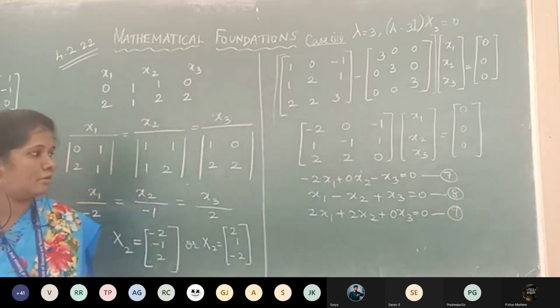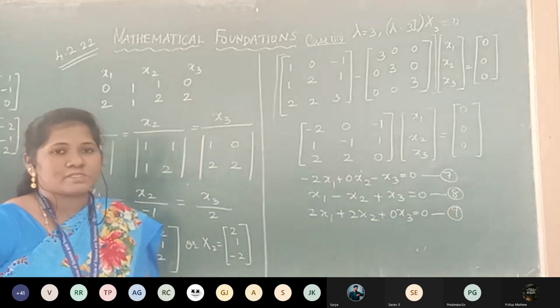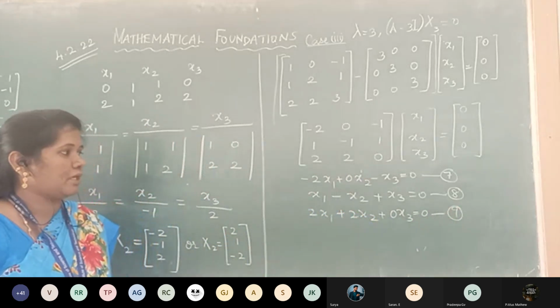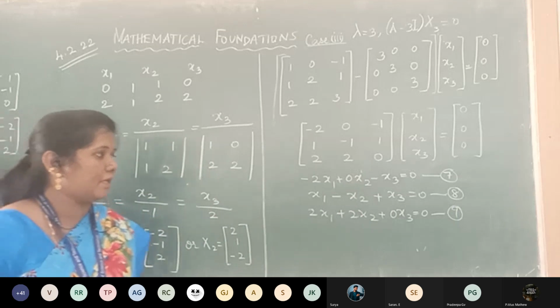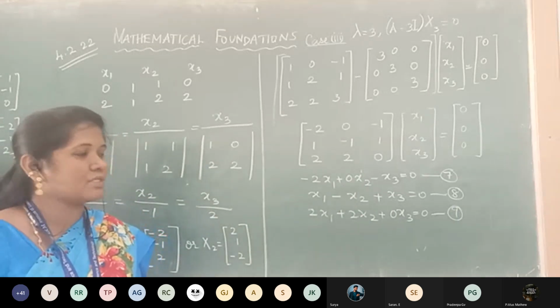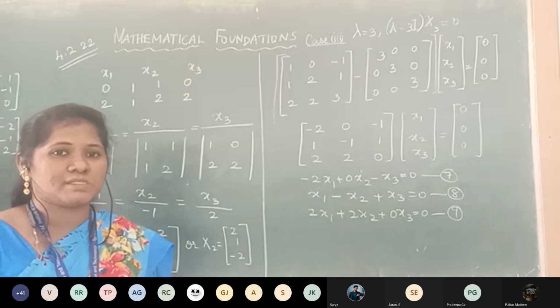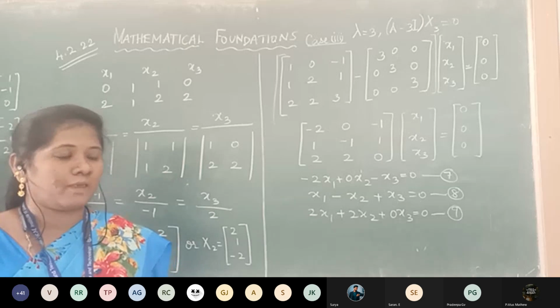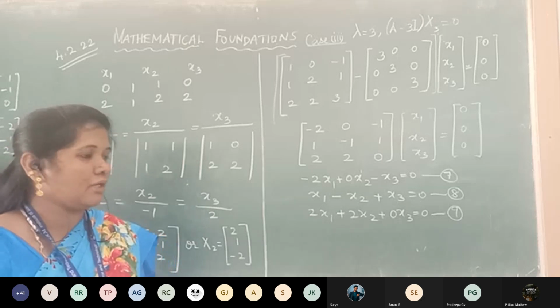Here, are they different or the same? You've got 3 equations now. The 7, 8, 9, if you see, all the 3 equations are different. So any equation you can take. Only if it is the same, you must not take the same equation, you will get it equal to 0. So you can take any 2 equations.